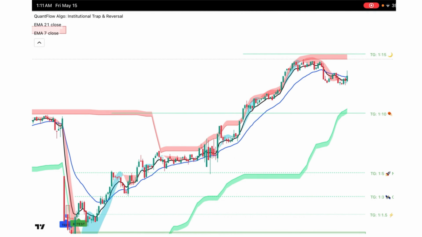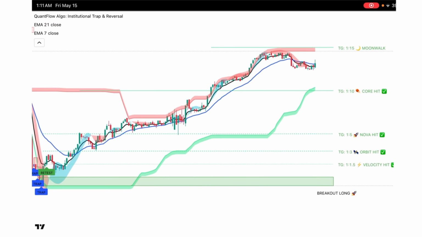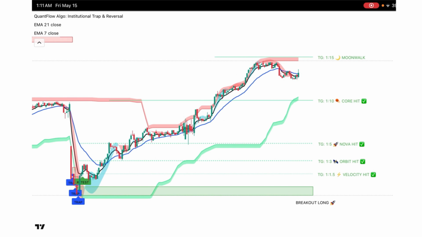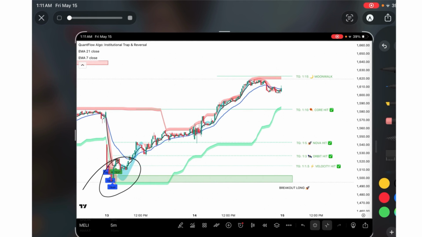And with QuantFlow Algo, you don't need to guess the target. It already tells you what the target is. As it's achieved, it keeps confirming it for you. And this is already our first target.